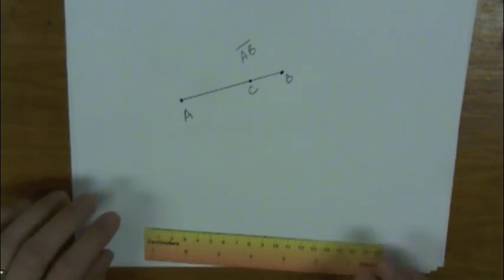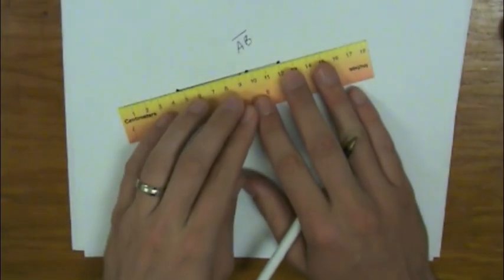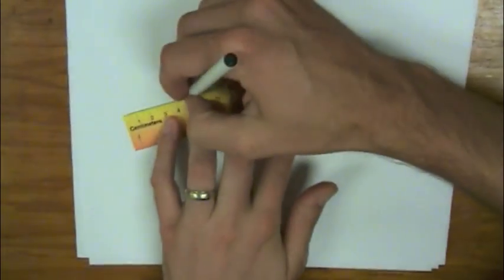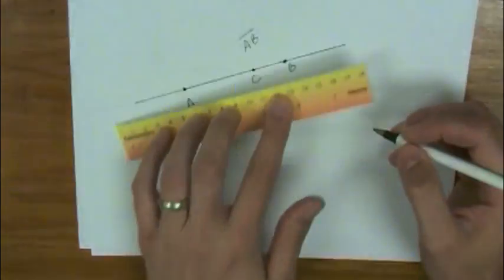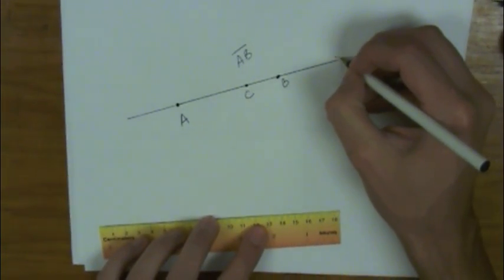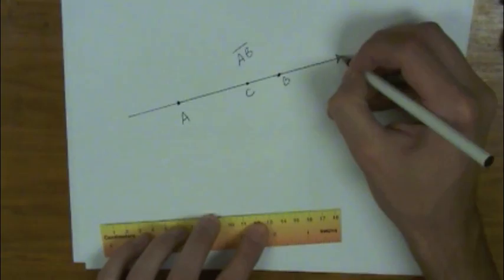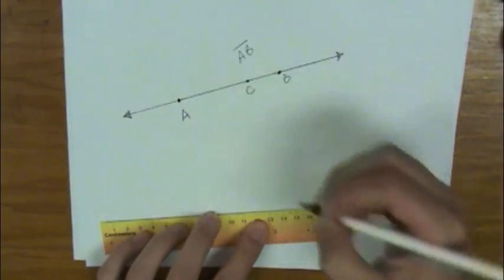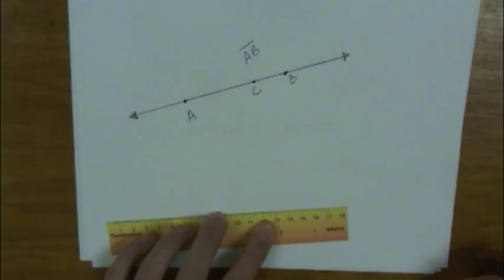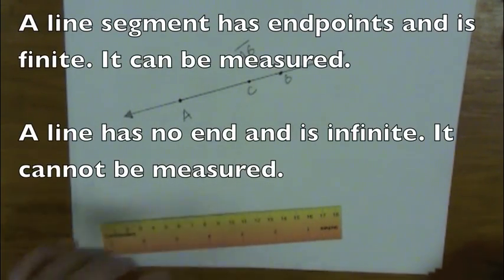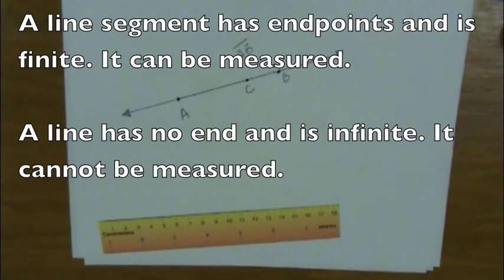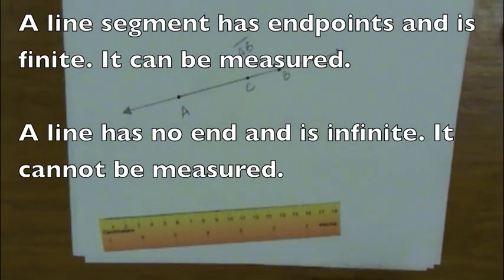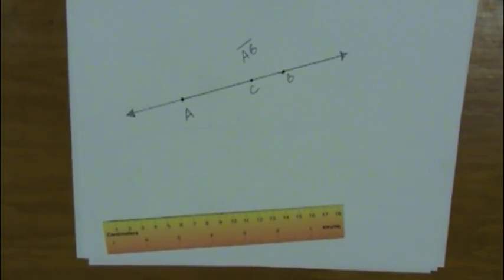Now we're going to use our straight edge to extend the line in both directions. Okay. We draw arrowheads on the ends of the lines to indicate that it's infinite in both directions. That's really the difference between a line and a line segment: the line is infinite and the line segment is not, it's contained.